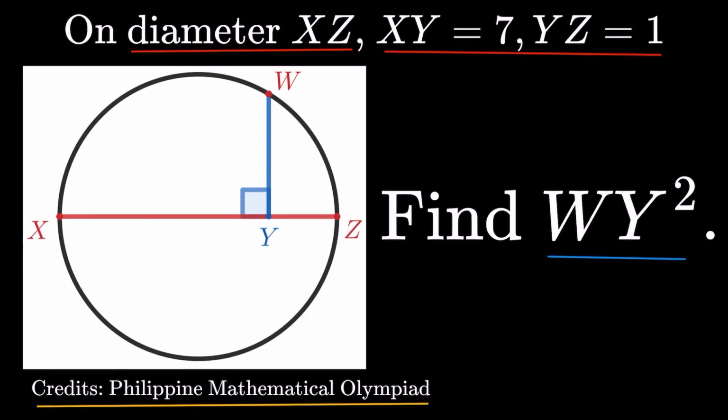So take a look at the figure. XZ is a diameter, so on diameter XZ, XY equals 7, YZ equals 1. Find the square of the length of WY. Credits to the Philippine Mathematical Olympiad for this item.